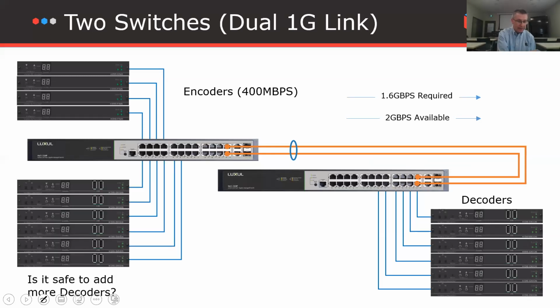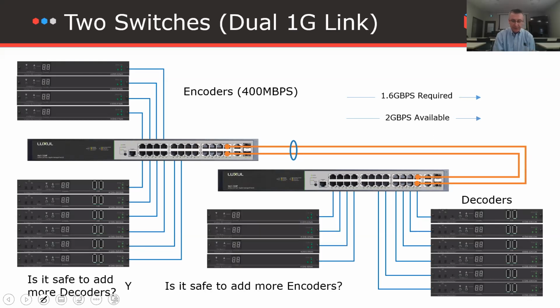So when I run this live, I ask, is it safe to add more decoders on that first switch? It is, because all of our encoders and decoders are on the same switch, and we know that works just fine. So I said, yes. The tricky part comes here. Is it safe to add more encoders on the second switch?